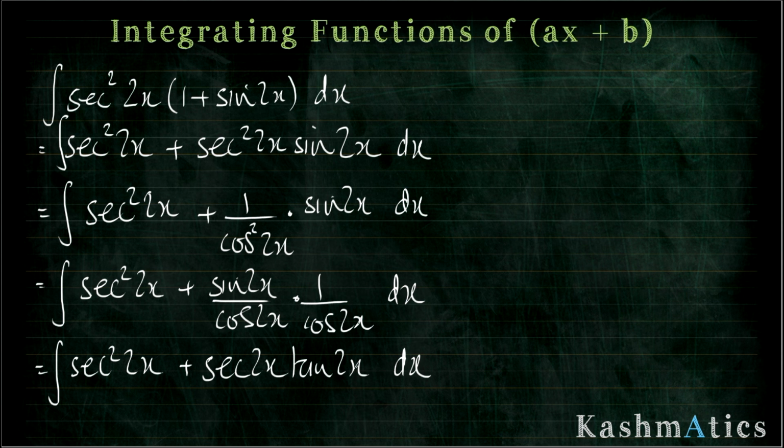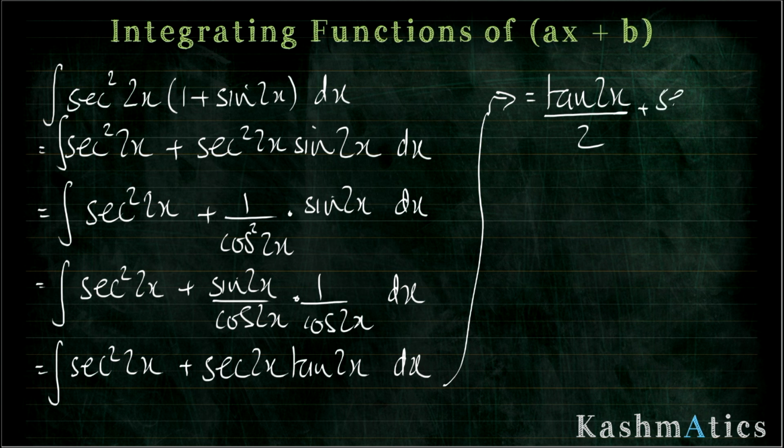Sec x tan x comes from sec x. So sec 2x tan 2x comes from sec 2x. Okay, so now we're in a position where we can actually integrate. So let's just go over here. The first term, sec squared 2x, becomes tan 2x over 2. Don't forget to divide by the coefficient of x. Plus this becomes sec 2x over 2. And don't forget the constant at the end.